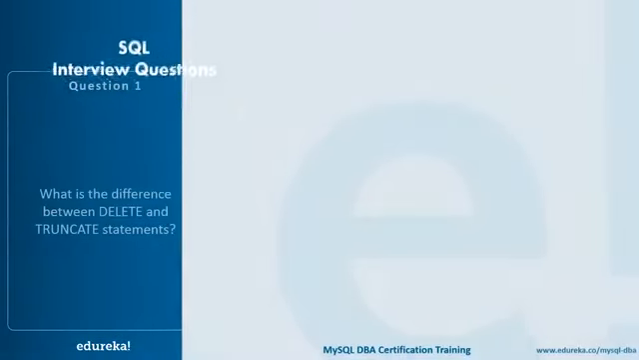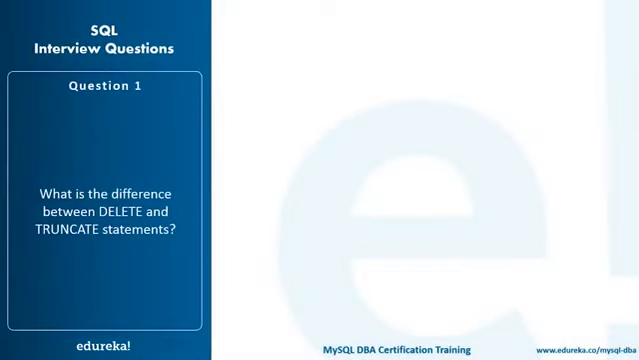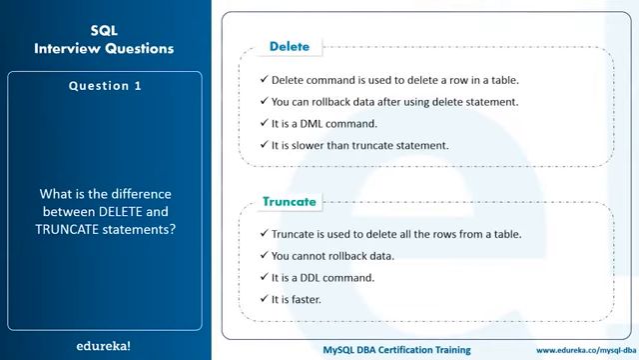So the first question that we have is, what is the difference between delete and truncate statements? So I'll start by explaining you what is the delete command. Well, the delete command is basically used to delete a row in the table. So you can also roll back data after using the delete statement, and it is a data manipulation command. Coming to the truncate statement, it is basically used to delete all the rows from a table, and you cannot roll back the data. This is a data definition language command, and it is faster than the delete command.